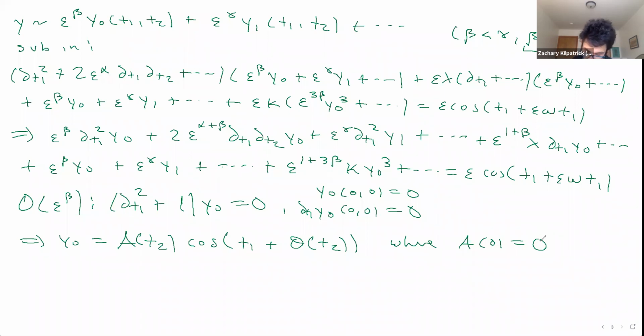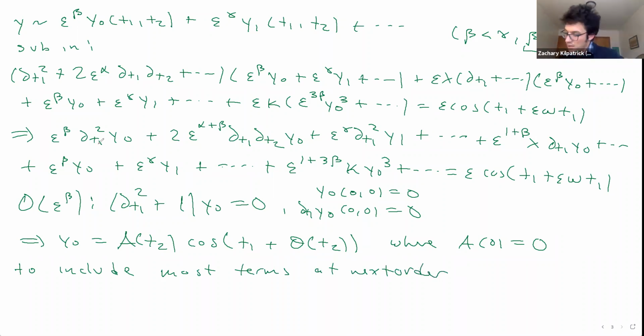Okay. Now, to include the most terms at next order, let's look up here. We're going to have some term epsilon to the alpha plus beta, okay?